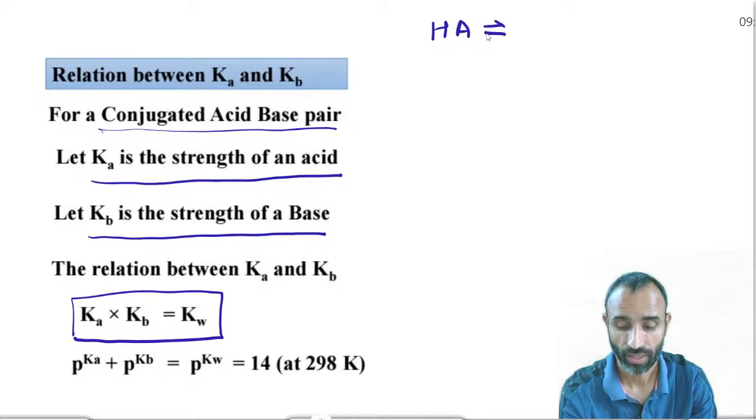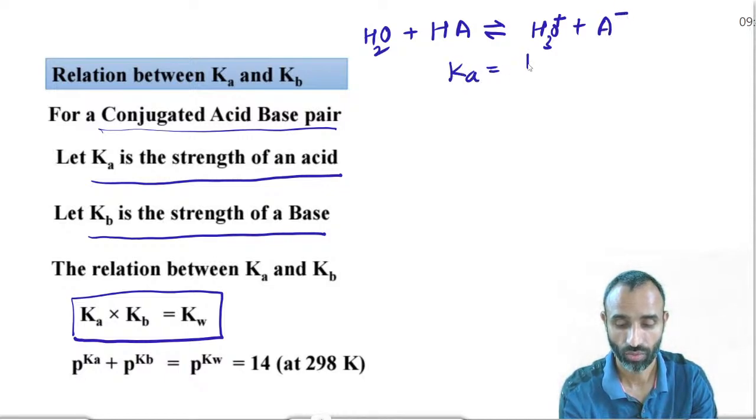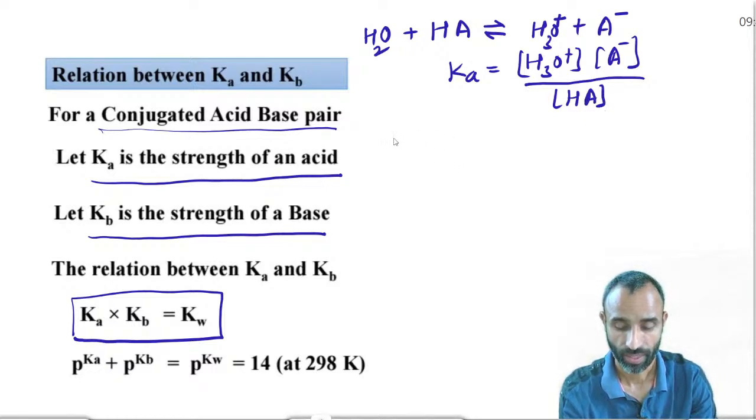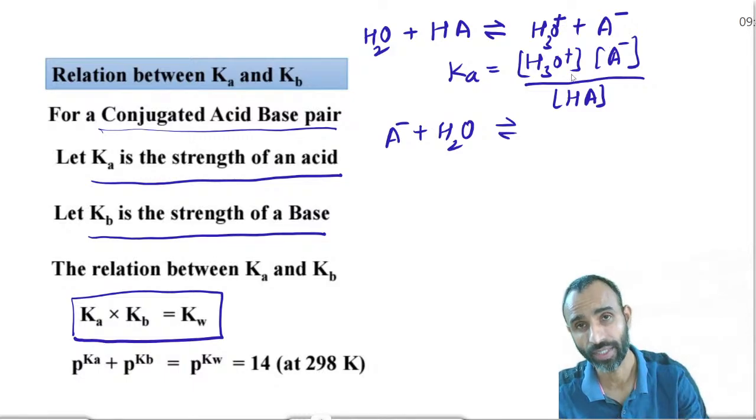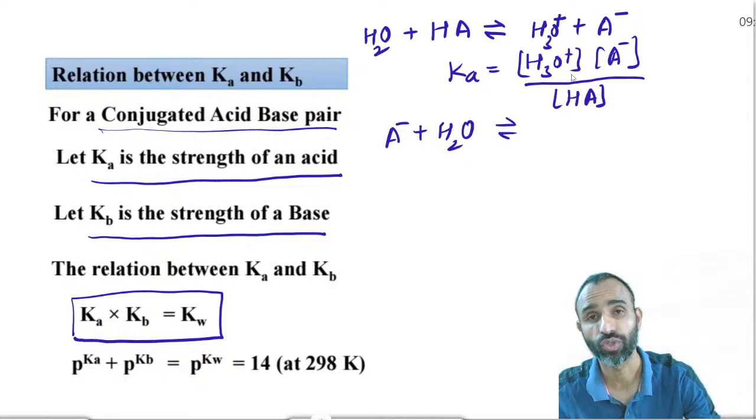HA, in the presence of water, gives H plus ion, or we can say H3O plus ion, and A negative. So Ka is equal to H3O plus ion concentration, A negative concentration divided by HA concentration. And Kb, this is for the conjugate base. HA is the acid and A negative is its conjugate base.